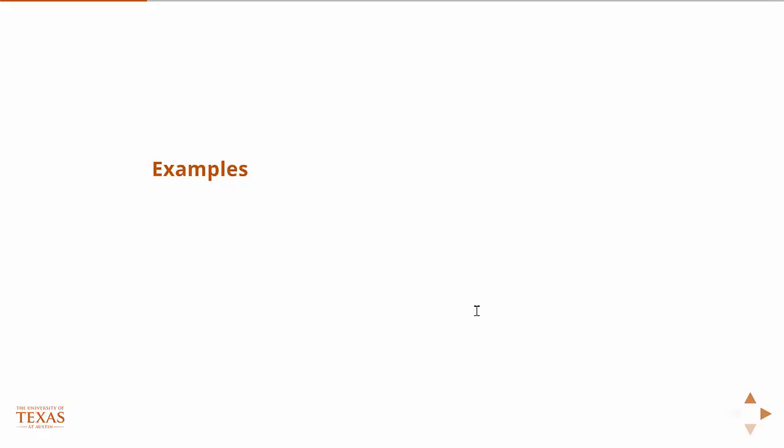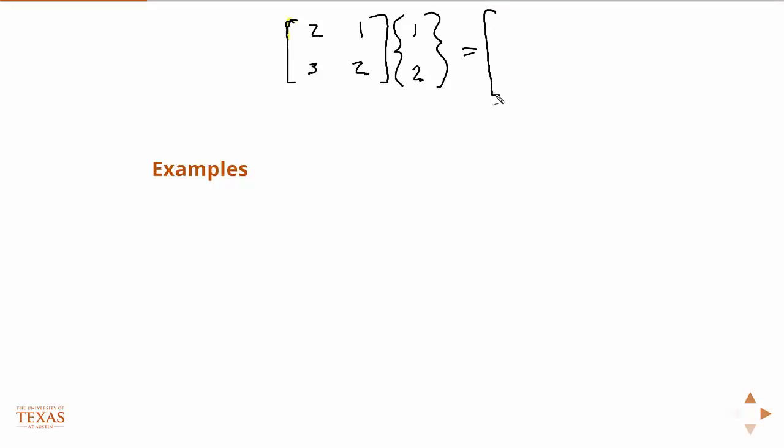And so let's work an example. Let's take the matrix 2, 1, 3, 2, and multiply it by the vector 1, 2. Okay. So what's the first entry of the result?